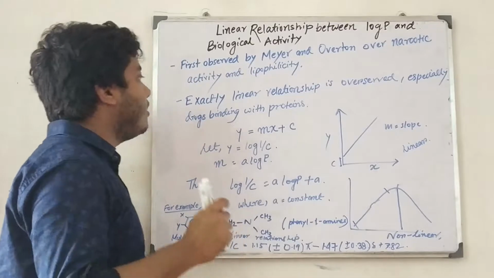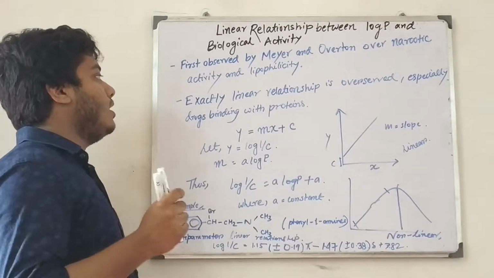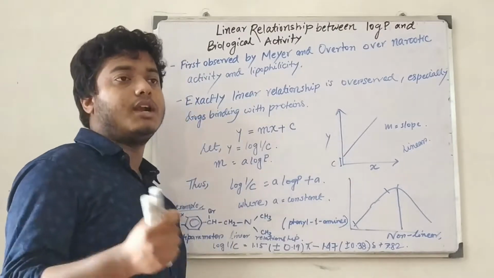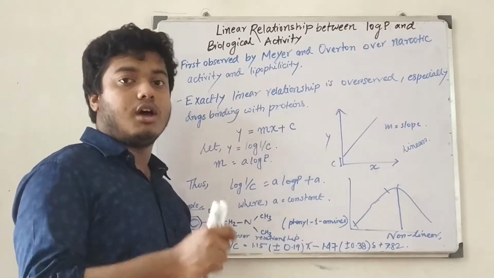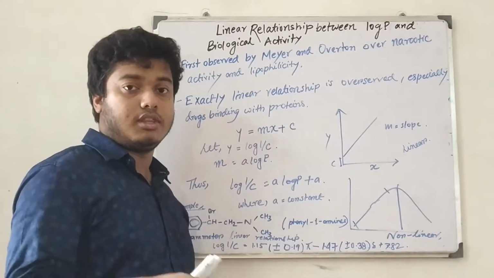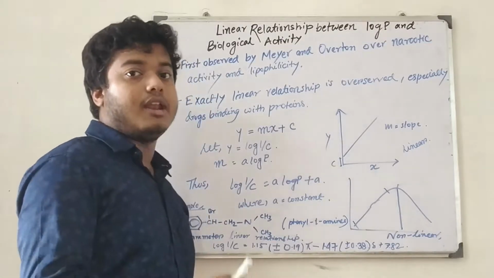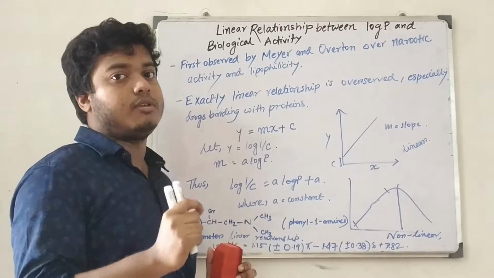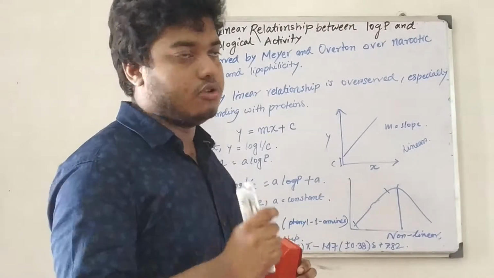A proper linear relationship was shown by the drug binding with the plasma proteins. So blood contains many plasma proteins. Some of these drugs bind with the plasma proteins, and the exact linear relationship was shown by such solid molecules.